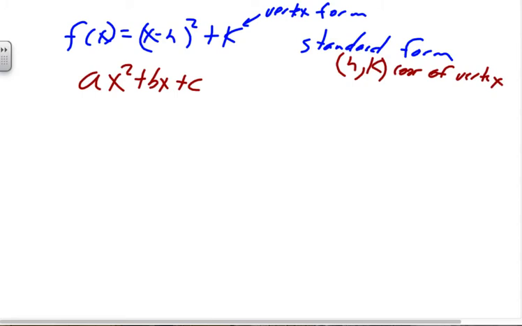Now vertex, remember, is where the maximum or minimum occurs. We just talked about that. There are two ways of doing this. The first way is called completing the square. And yeah, it's that.